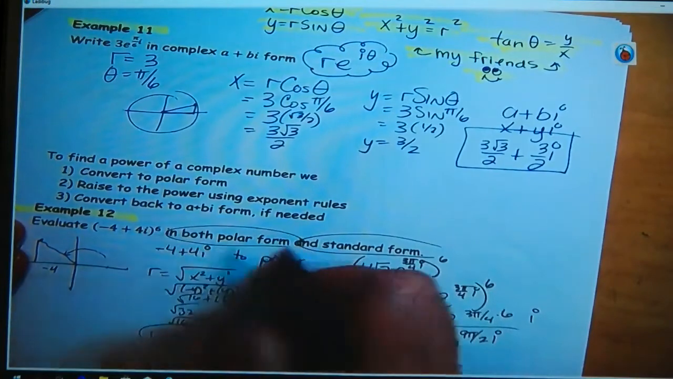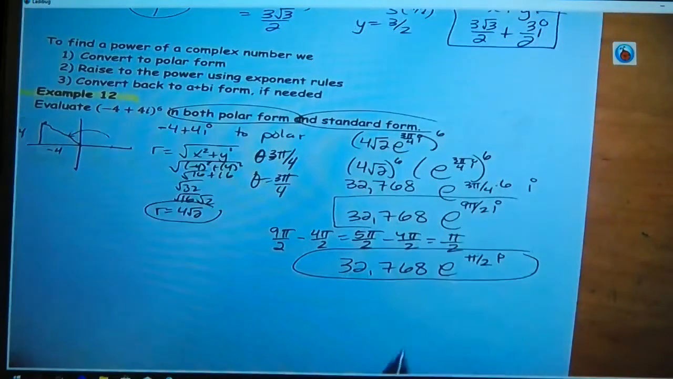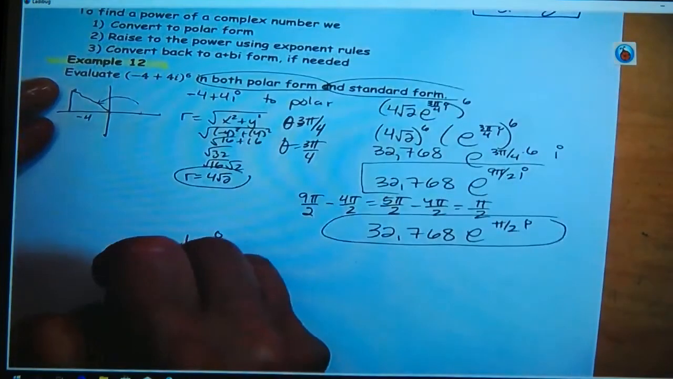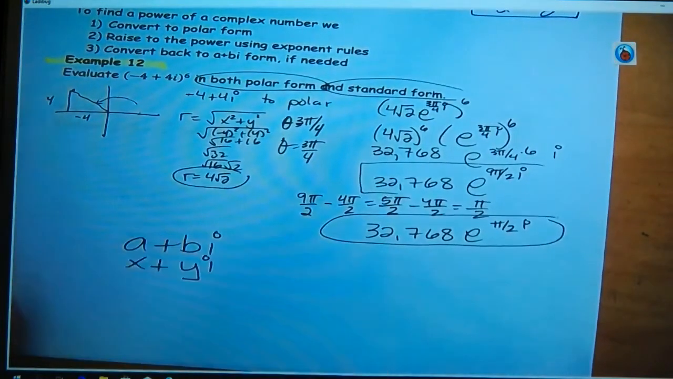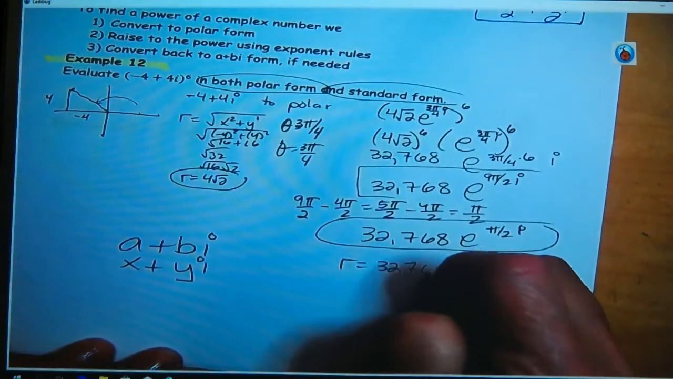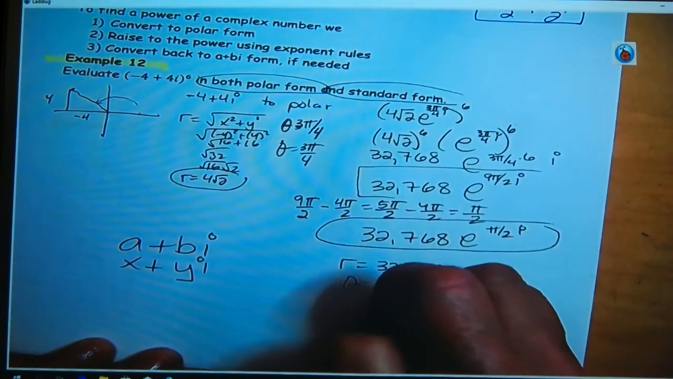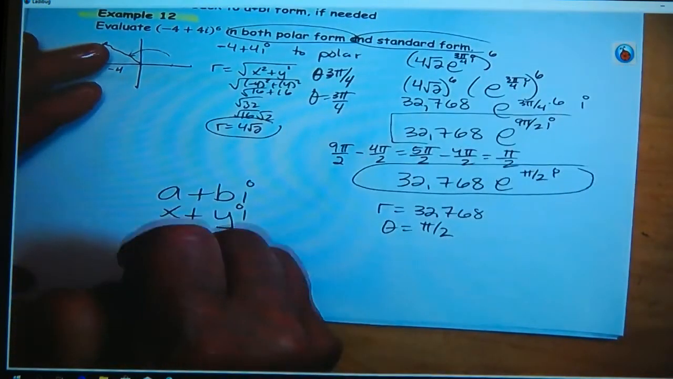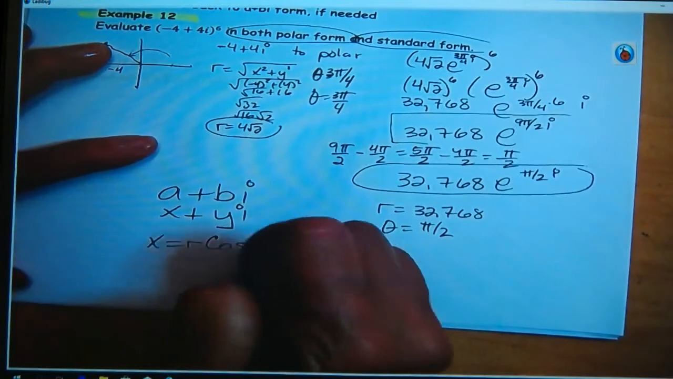So we did the polar form. Now standard form is a plus bi, or x plus yi. So we need x. So what do we have? We have our r, and we have our theta. And this is the easy part. Remember, all we have to do is x equals r cosine of theta.